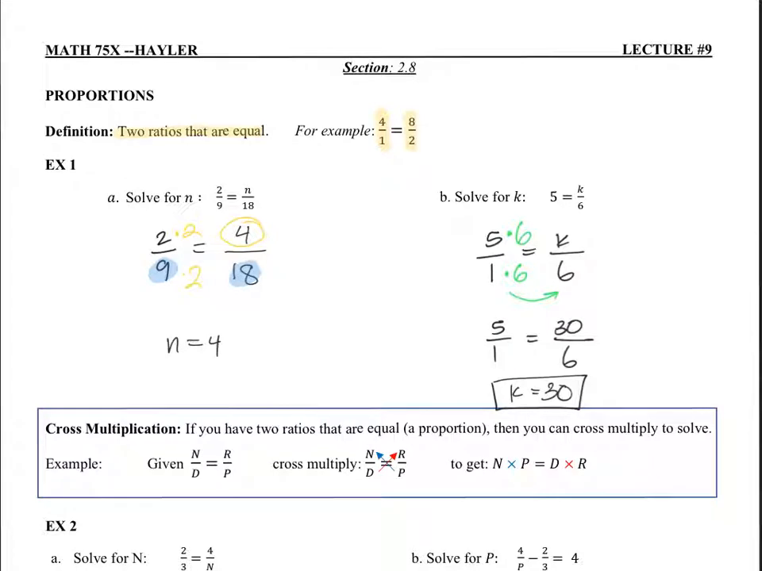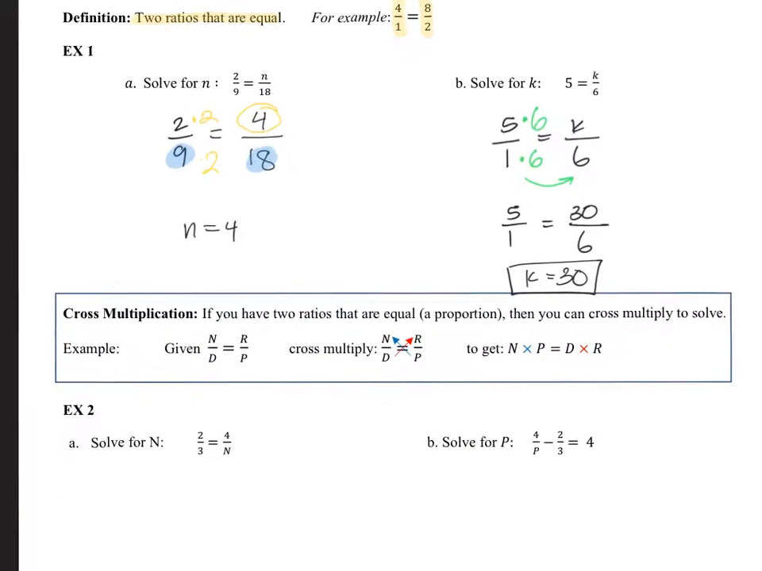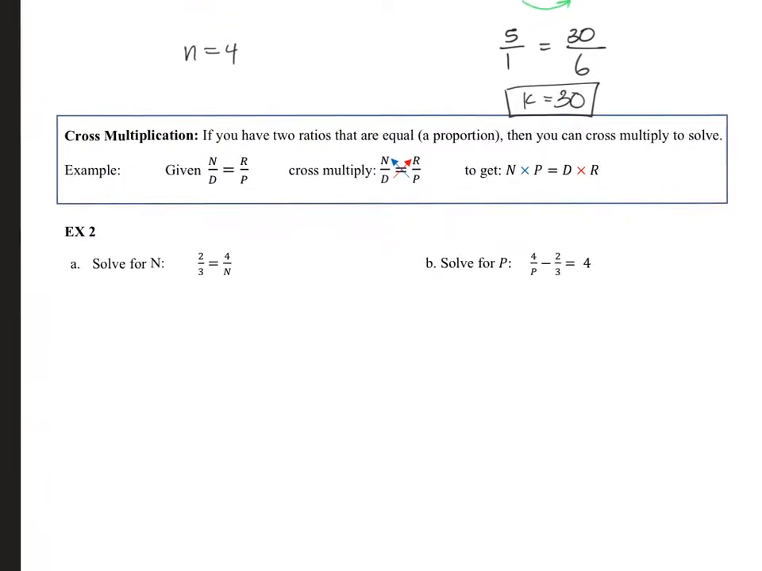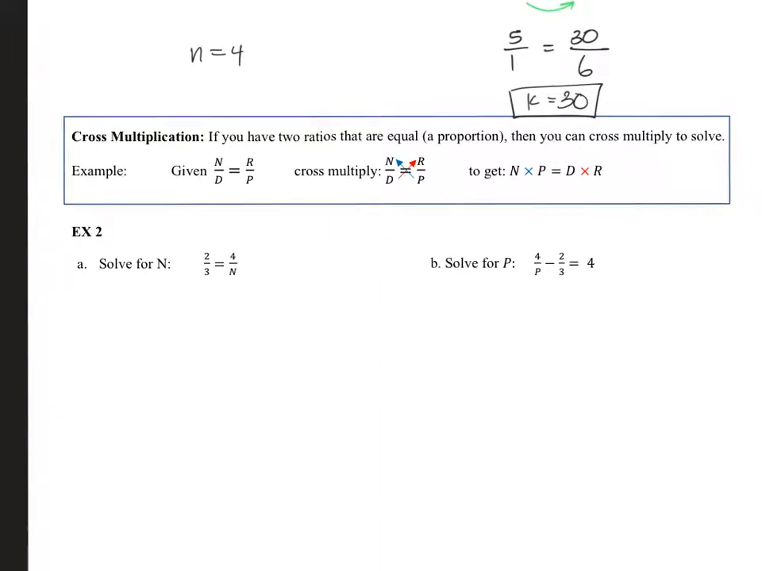Okay, so this method for solving proportions is you're just trying to figure out how to get from the first fraction to the second fraction. Now we're going to look at a different method. This one is the much more commonly used method. This is cross multiplication. So if you have two ratios that are equal, or a proportion, then you can cross multiply to solve.